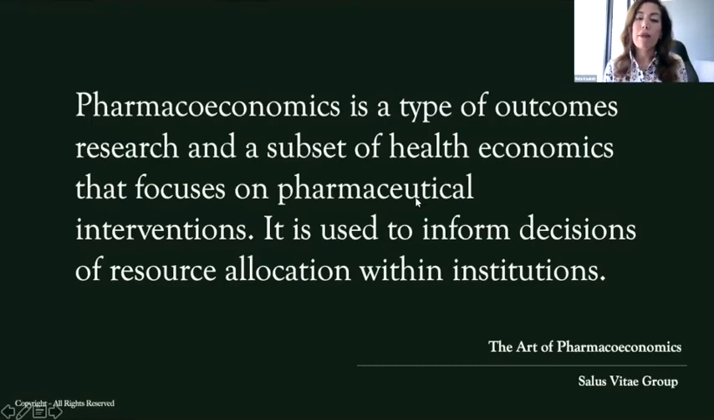Now, pharmacoeconomics, that's the question here, and we're here to talk about pharmacoeconomics. Pharmacoeconomics is a type of outcomes research, which is a broad, complex, methodological discipline that really looks at the results, the benefits, the real world impact of intervention. So it's very broad within outcomes research. And then you have pharmacoeconomics, which is a type. And then from there, it is also a subtype of health economics because it focuses on the pharmaceutical interventions. It's often used to inform decisions of resource allocation within institutions, like we mentioned.